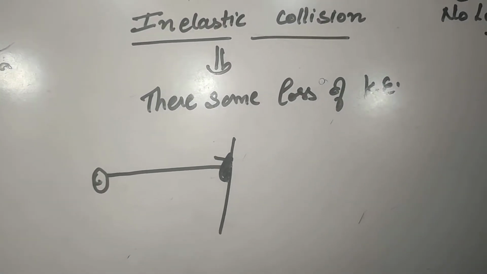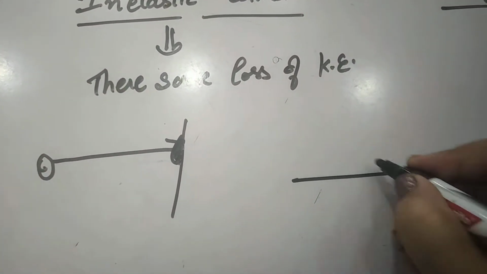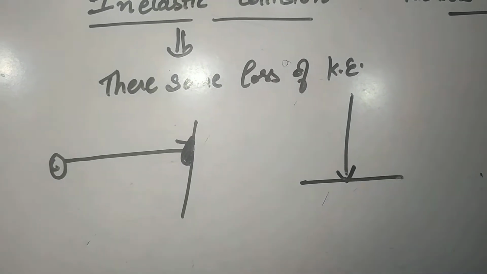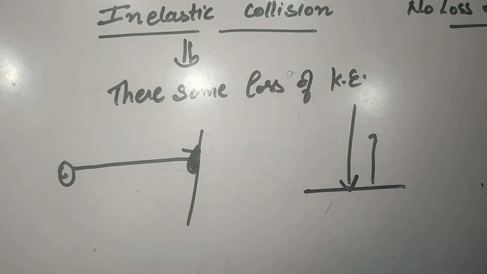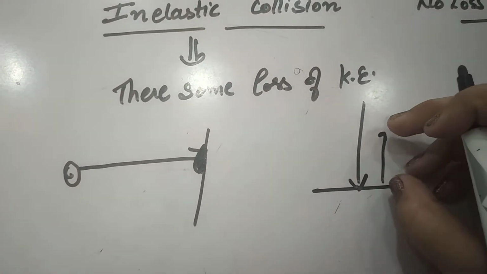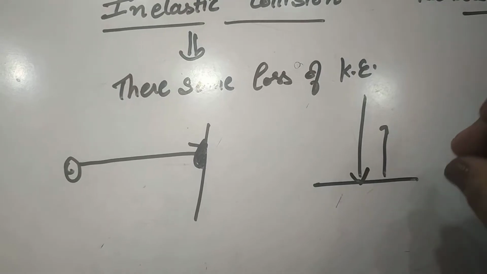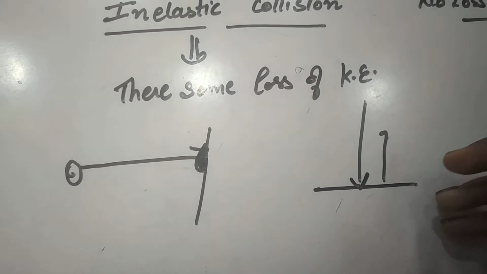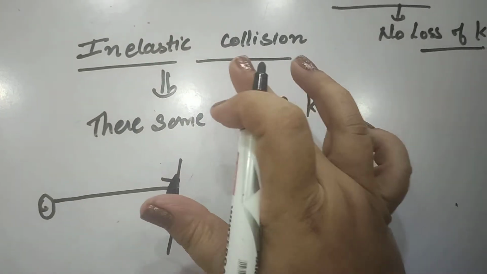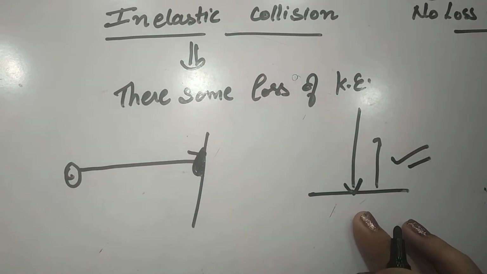Another example: if we take a normal ball and throw it onto a floor, it doesn't come back to the same height, it only goes up to this point. Naturally it means there is some loss of kinetic energy when it strikes the floor, and such a collision is known as inelastic collision.